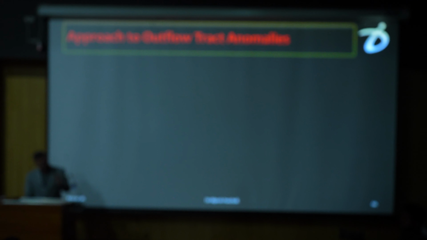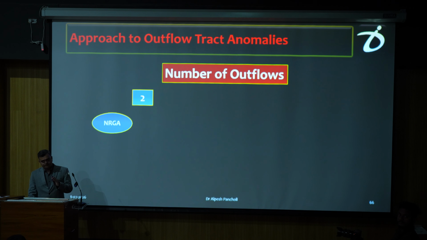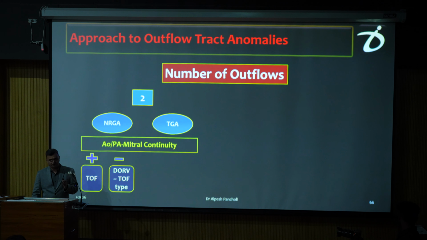So this is the last slide. So how to approach the outflow tract abnormality? Look for whether we are dealing with two outflows or one. If there are two, whether they are normally related or transposed. If they are normally related, look for the aorto-mitral continuity. If it is present, it is TOF. If there is no continuity with the mitral valve, it can be DORV TOF type.